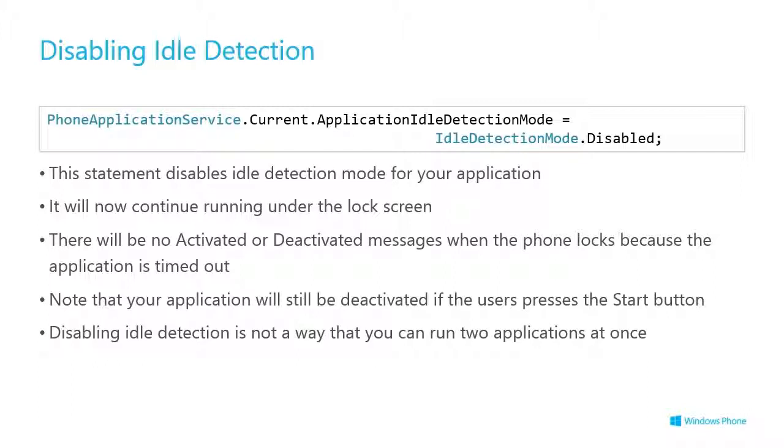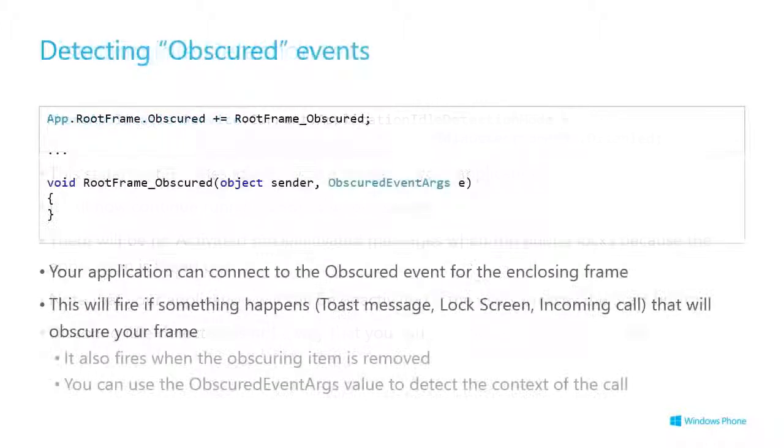Good. So anyway, if you want to keep running under the lock screen, you just have to put this line of magic into your code, disable the idle detection mode, and when you're done with whatever it is you don't want interrupted, you just simply enable it again. Of course, what you don't get is any activated or deactivated messages when this happens. But also note that your application will still be deactivated if the user presses the start button. So this is just for under the lock screen.